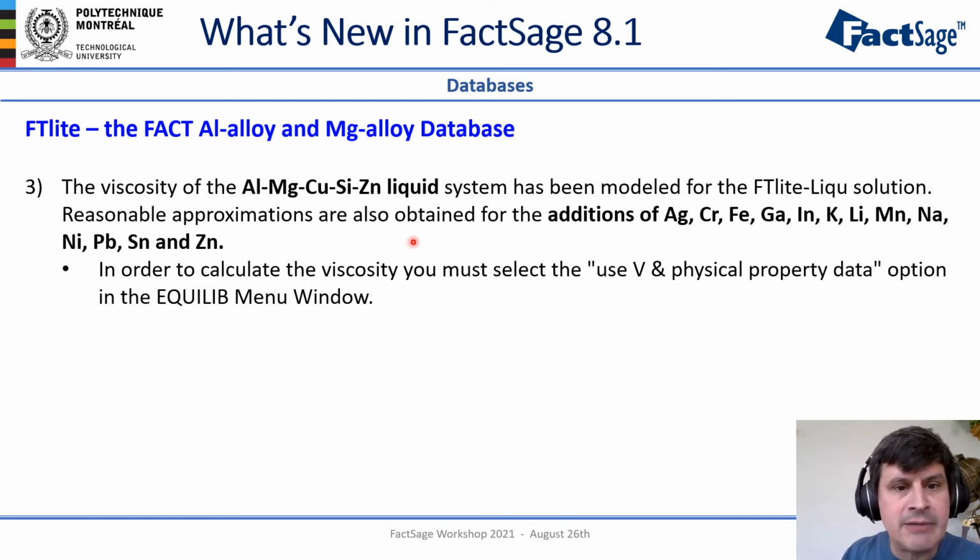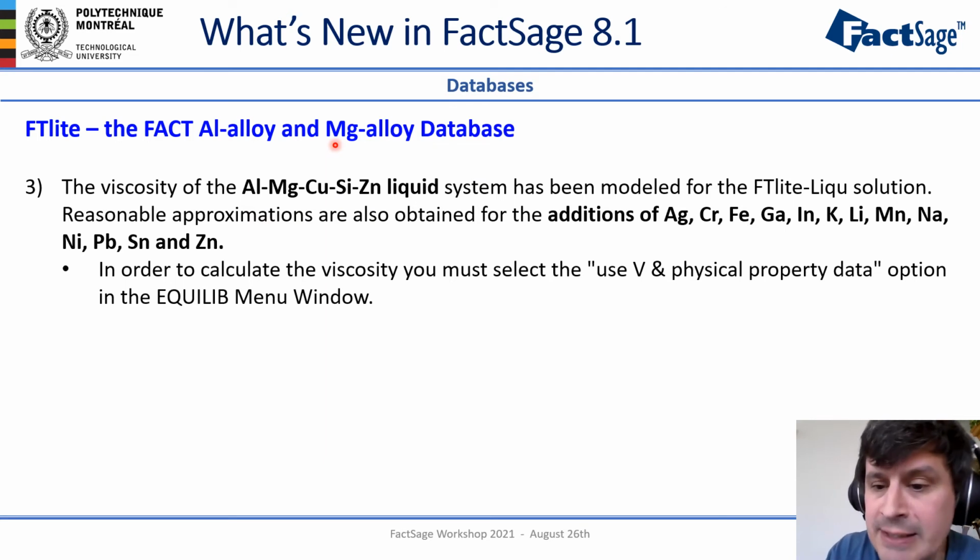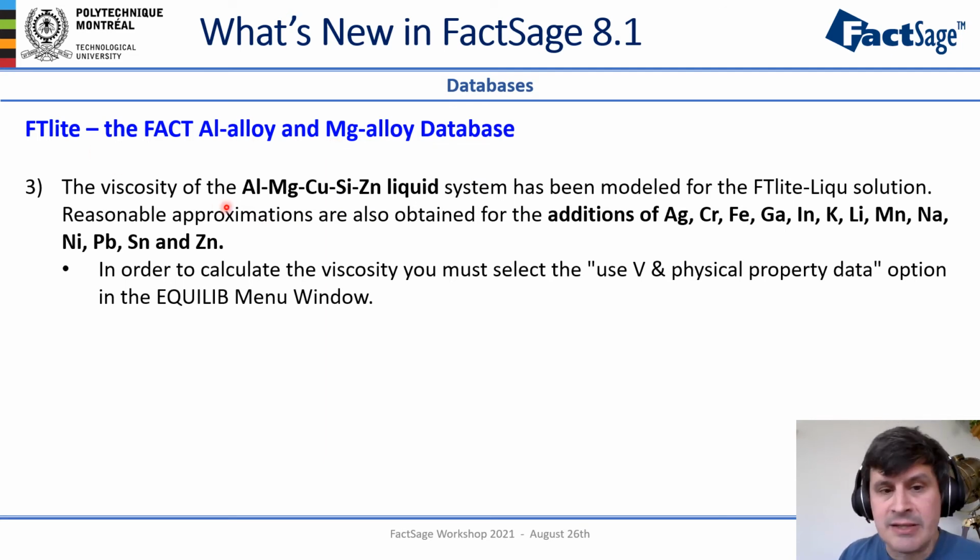Also in the FT-Lite database, for the liquid solution, FT-Lite liquid, we have a viscosity model for aluminum, magnesium, copper, silicon, zinc, evaluated up to the quaternary systems. It has been modeled, but you can reasonably add the viscosity of some minor alloying elements or impurities: silver, chromium, iron, gallium, indium, potassium, lithium, manganese, sodium, nickel, lead, tin, and zirconium. In order to calculate the viscosity, don't forget to use volume and physical property data in the Equilib menu page.